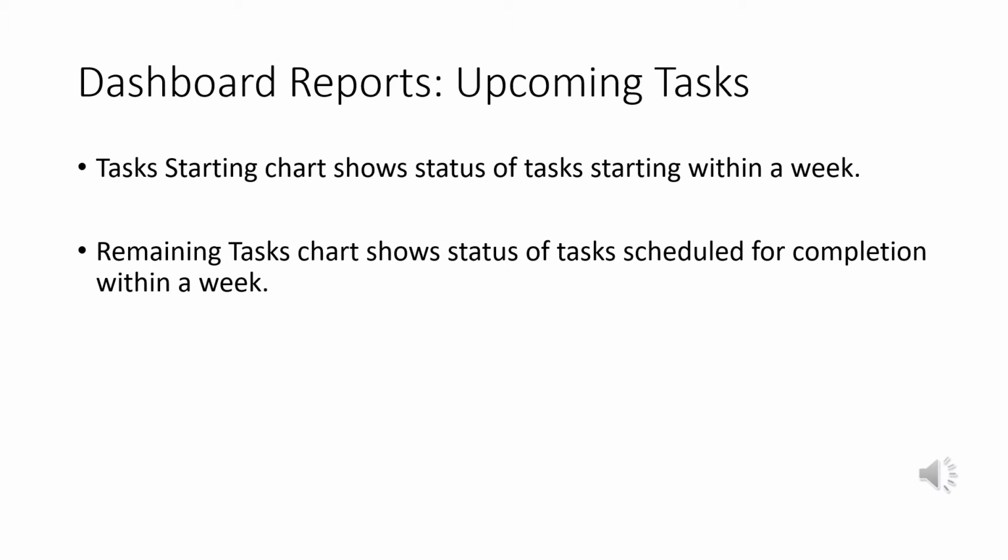And then there's upcoming tasks. What's coming up within the next week, right? And it's always 7 days. It's not Monday to Monday. It's just from whatever day you have plus 7, right? So it tells you what's coming up, and it also tells you what needs to be completed within a week. So what's starting and what needs to be finished this next week.